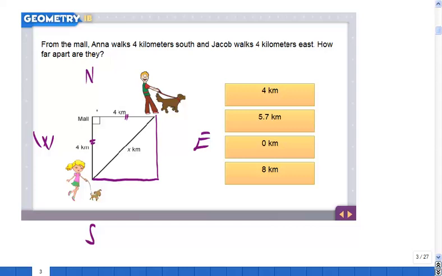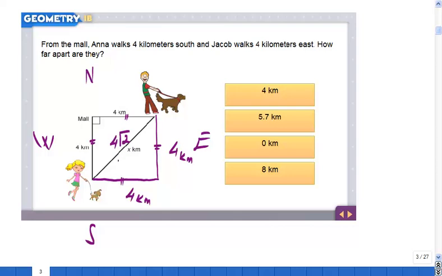If I would reflect these two given sides, 4 kilometers each, about the hypotenuse, I'm getting a square, right? This is also 4 kilometers, this is also 4 kilometers. And inside you have what? You have the diagonal of your square, which is always side square root 2. 4 square root 2, right?